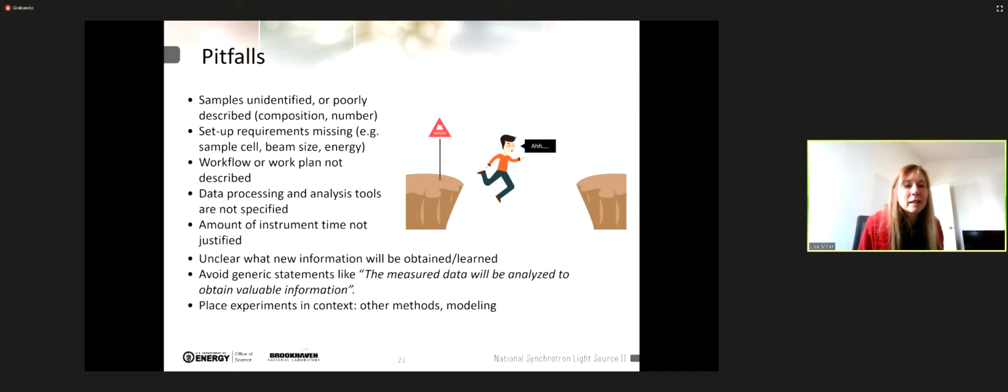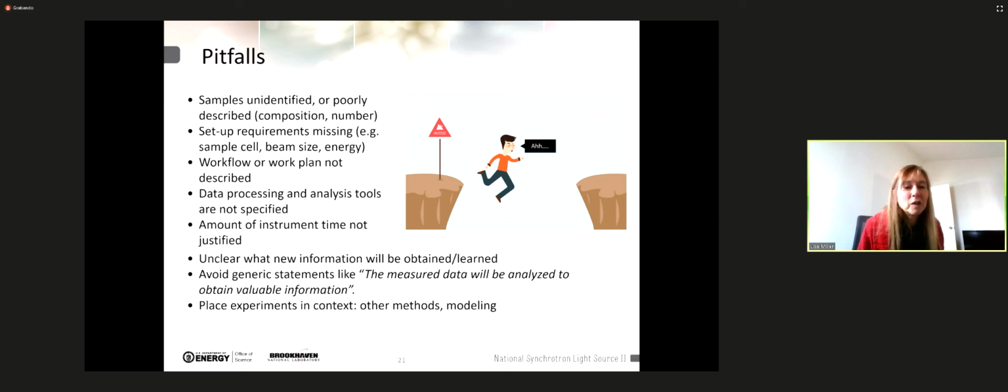First of all is samples that are unidentified or poorly described. It's very common for people to say that they're going to study soil samples with titanium dioxide, but not say what the concentration of titanium is, or how much phosphorus fertilizer is in there. They're just going to say generic things about their samples.